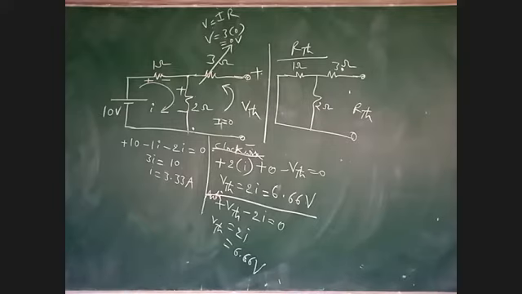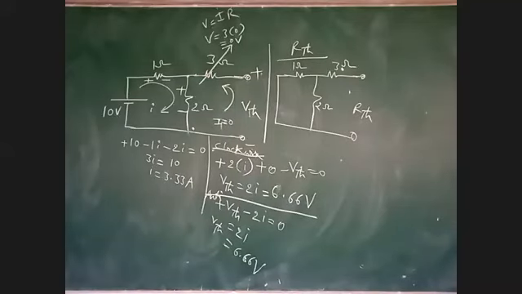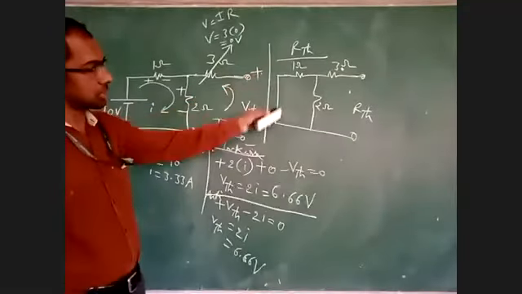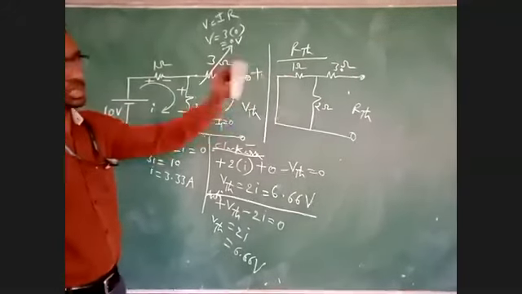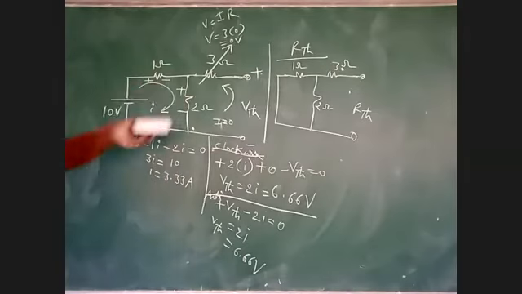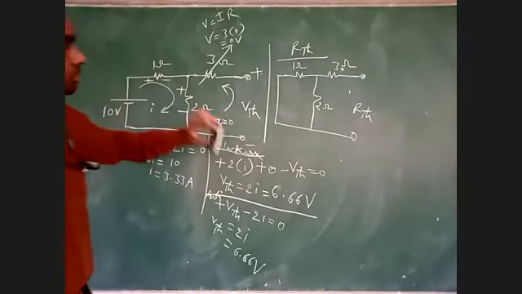Now see the circuit. How many voltage sources are there in your circuit? There is only one voltage source, 10 volts. This 10 volts I am short circuiting. There is no current source in this circuit, that's why there is no need to open.